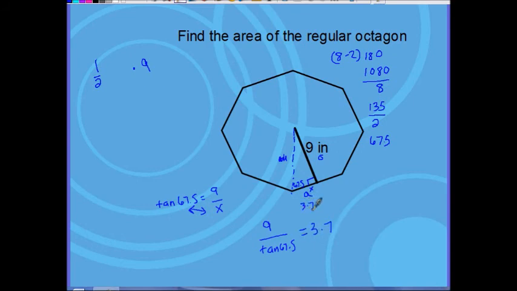If this is 3.7, that makes this 3.7, which means all my sides are going to be 7.4. Now, for my perimeter, I'm going to have 8 sides of approximately 7.4. For that perimeter, we're going to end up with 59.2. So here we go. 1/2 times 59.2 times 9 is going to end up giving me a total area equal to 266.4 square units.